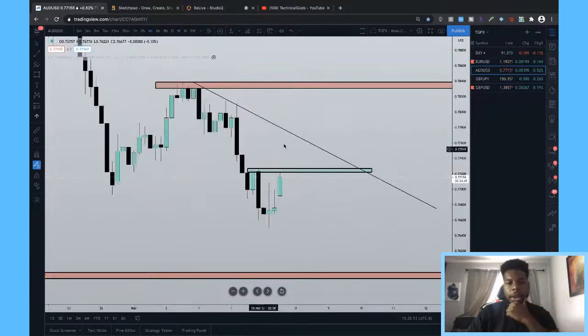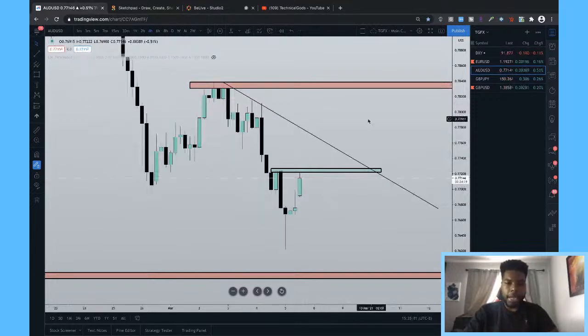Overall, this is how I'd have my chart marked for AUD USD going into this week. Number one, I want to see, is this zone going to be respected? And number two, if we don't respect this zone, are we going to potentially reject off of this zone or this trend line and maintain the overall bearish momentum? Or are we going to maintain this broken level of support and then push off of it to go higher? We're going to stay objective.